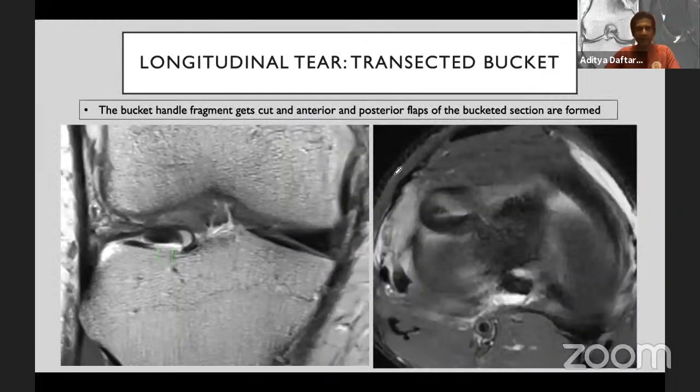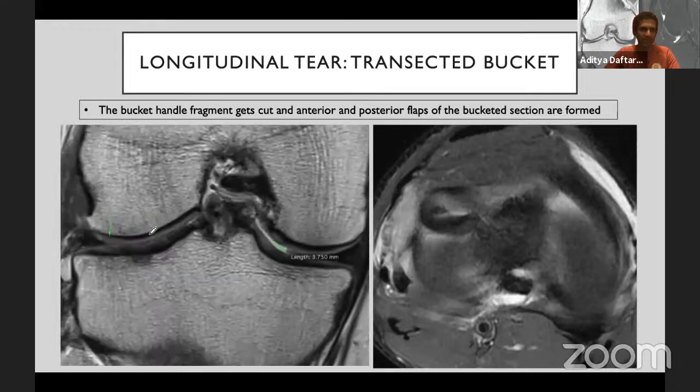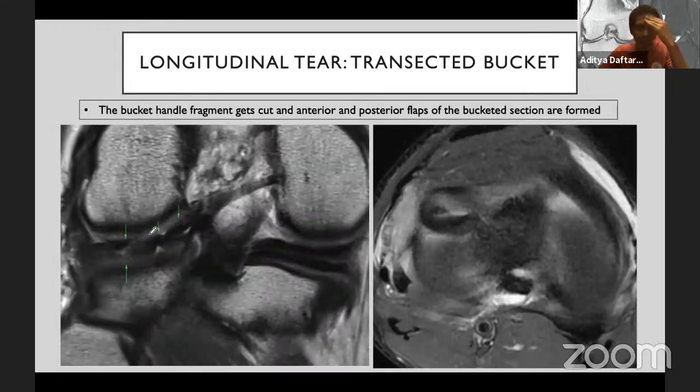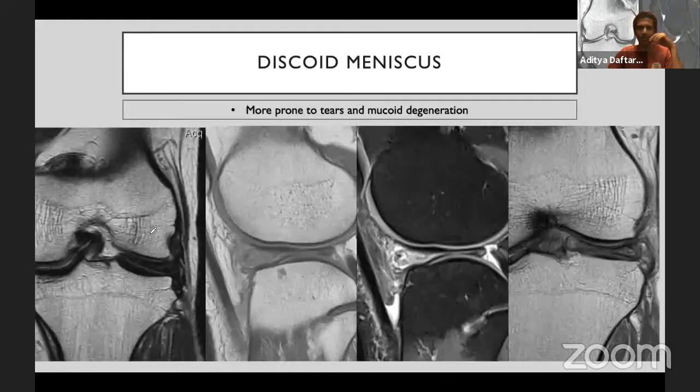Sometimes these bucket handle tears will be torn in the middle. It gets torn in the middle and then the anterior component flips out and loops over here. So what you can pick up sometimes is this transected bucket handle tear with a flap over here. So you can see it here, the meniscus ends, and then you have that. And those, I guess, are important for repairability because a transected bucket would be harder to repair than just a plain old bucket.